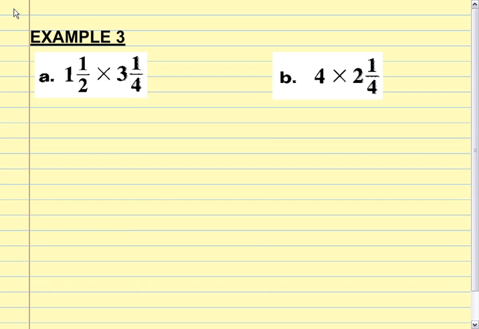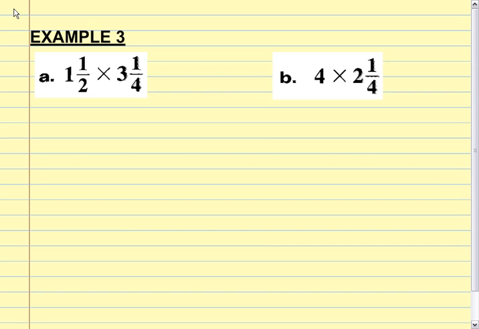Okay, folks, example number 3. There are 2 parts. A says 1.5 times 3 1/4. B says 4 times 2 1/4. Okay. Elise, what's the first thing? I'm going to work on A first. What's the first thing I have to do?